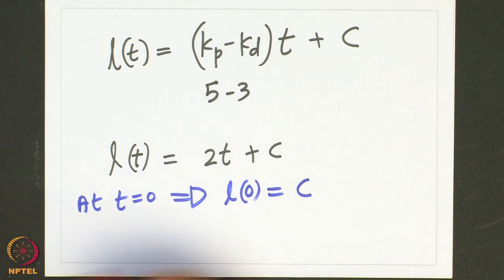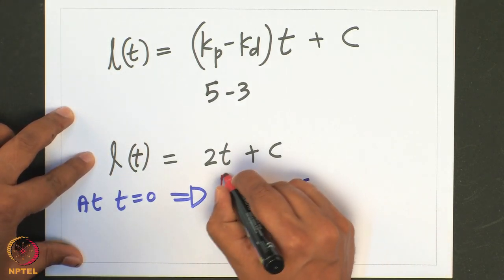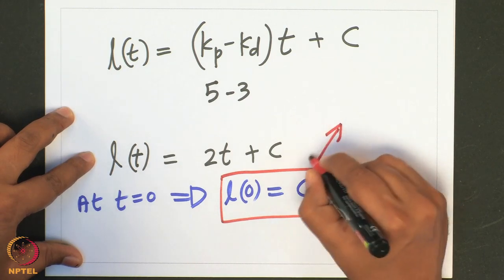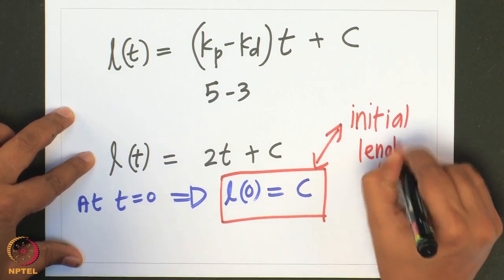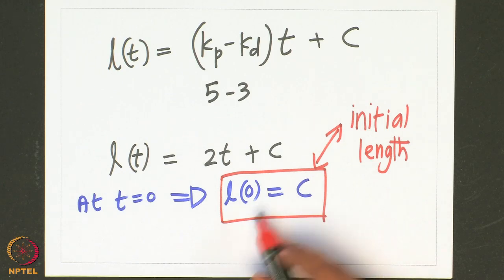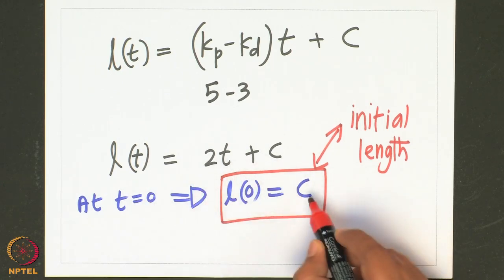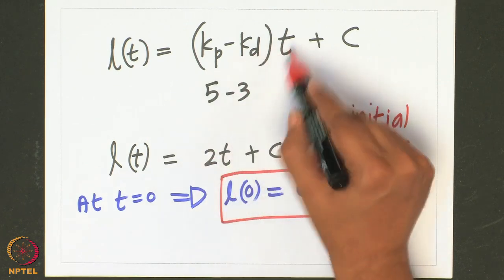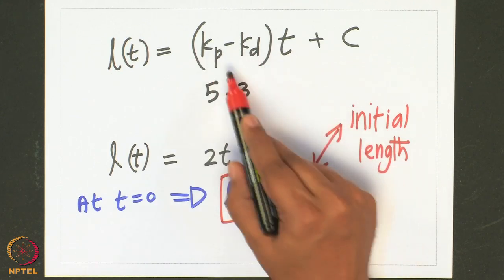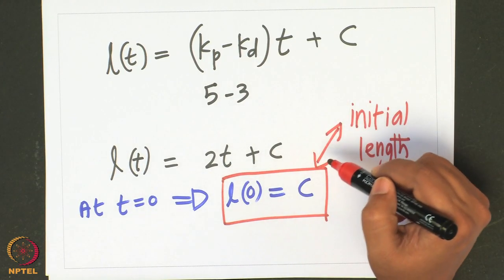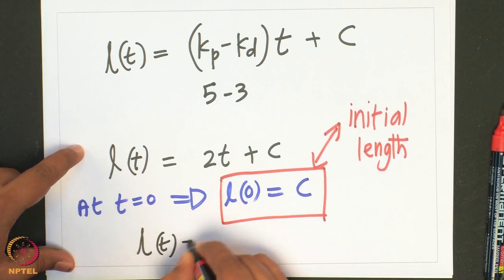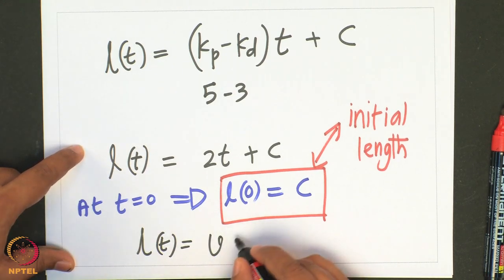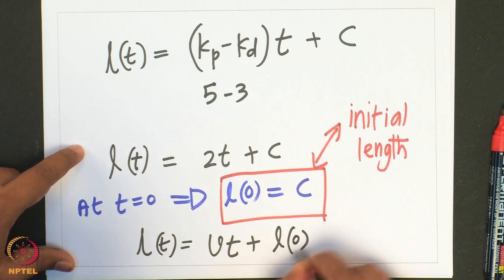So, what did we see here? We saw that the constant which we did not know is nothing but the initial length. So, this is a physically meaningful quantity, the constant c. In this example, it turns out to be the initial length. If I know the slope, which is the speed of growth, so kp minus kd is essentially the speed of growth, and the initial length, I can know the length of the actin at any time t. That is, the speed of growth v, which is kp minus kd, times t, plus the initial length L0.